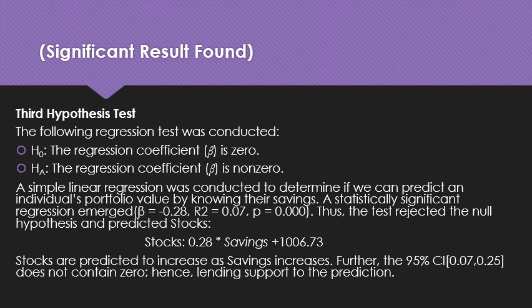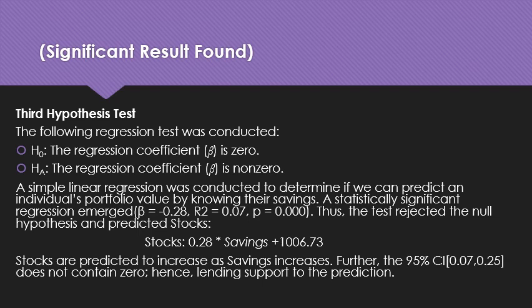For the third and last hypothesis test, the following regression test was conducted. The null hypothesis, the regression coefficient is 0. For the alternative hypothesis, the regression coefficient is non-zero. A simple linear regression was conducted to determine if we can predict an individual's portfolio value by knowing their savings. A statistically significant regression emerged with a beta of negative 0.28, R squared of 0.07, and a p-value of 0.00.